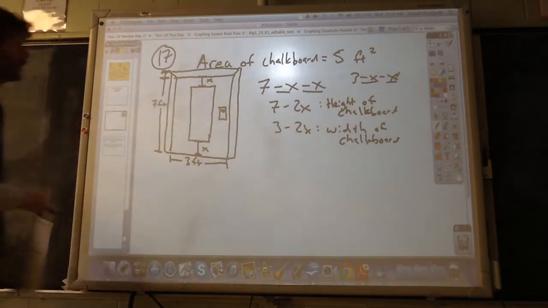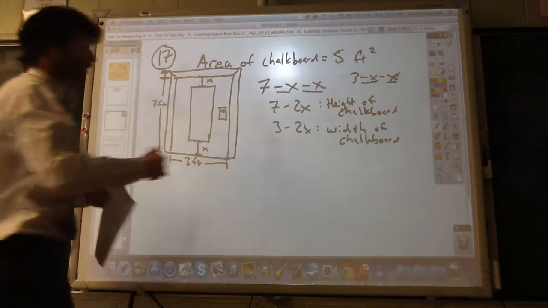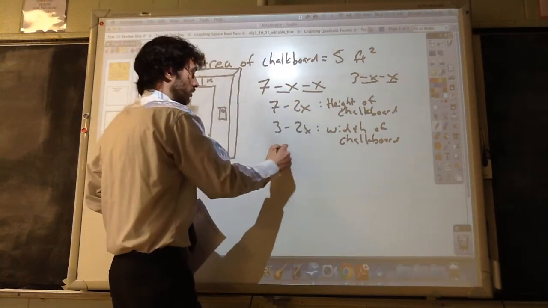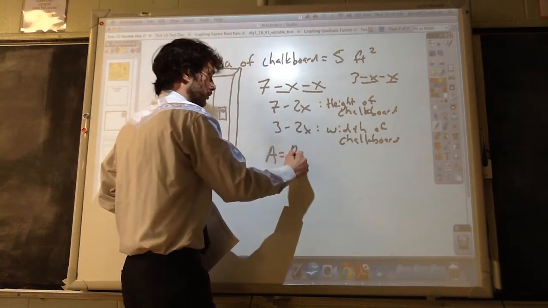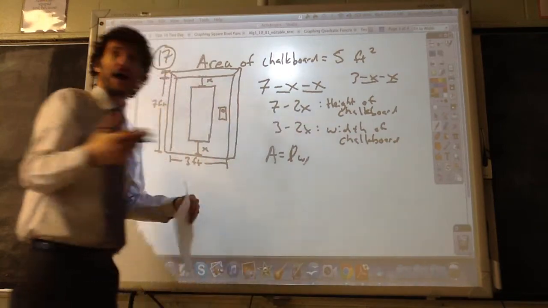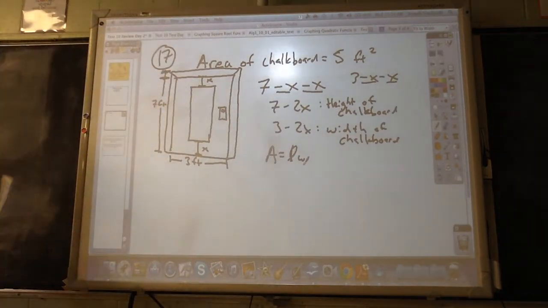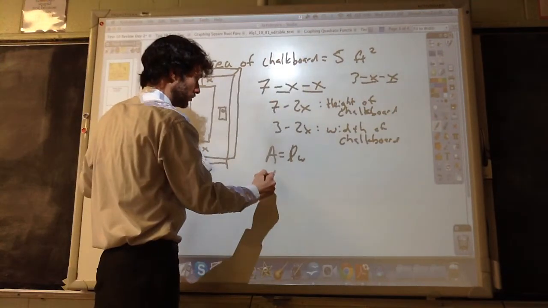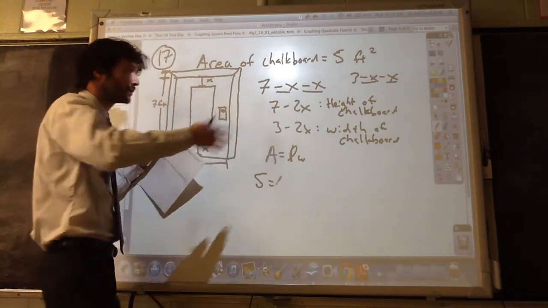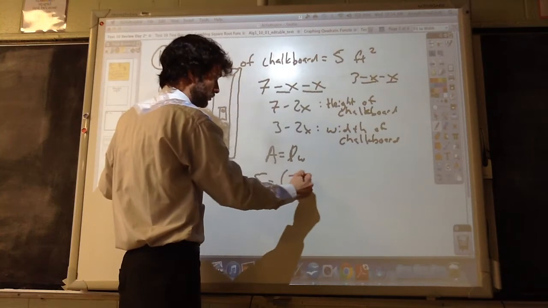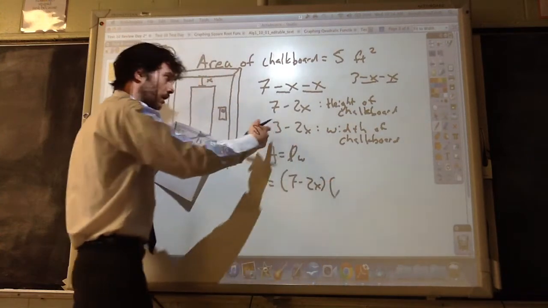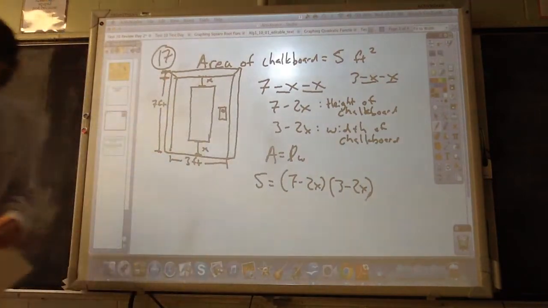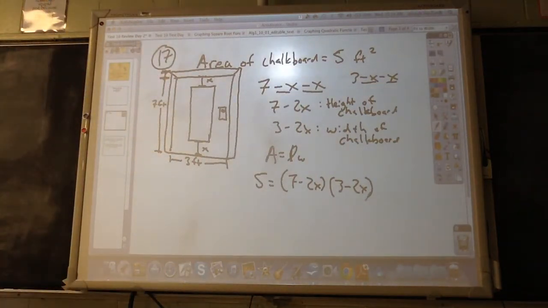It's just the area. Okay, so we know the area of the chalkboard, so this is the height, this is the width. So the area equals length times width. I'm using length and height in the same way, right? So that means I can write the equation. Area, I know. Length slash height, I know. Width, I know. Now I just need to solve this equation for x.